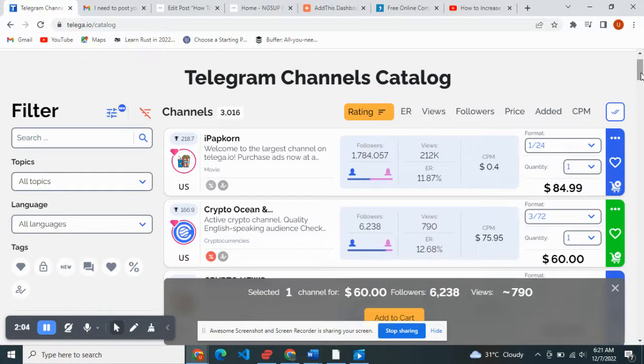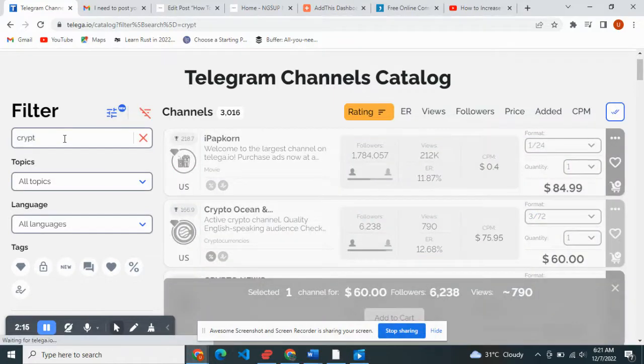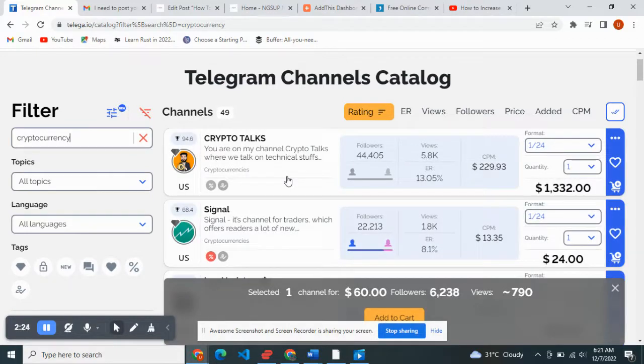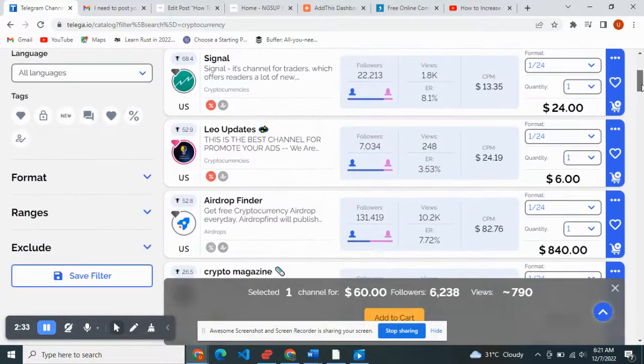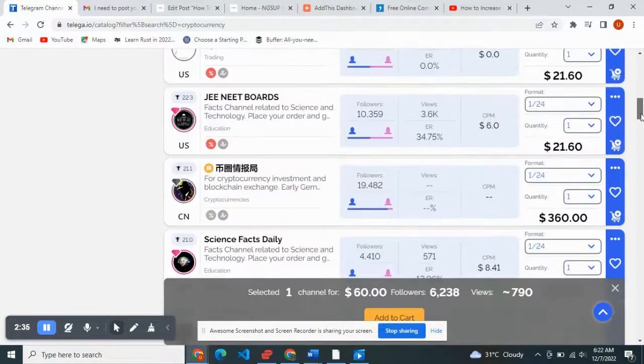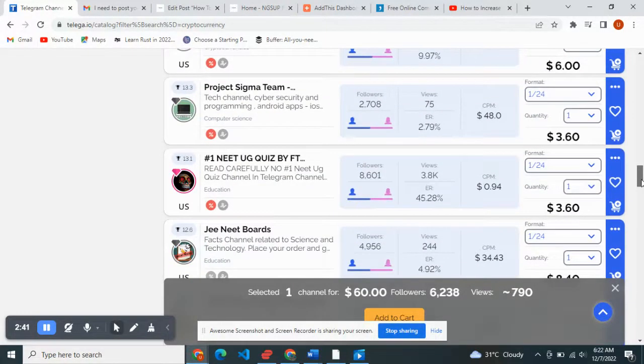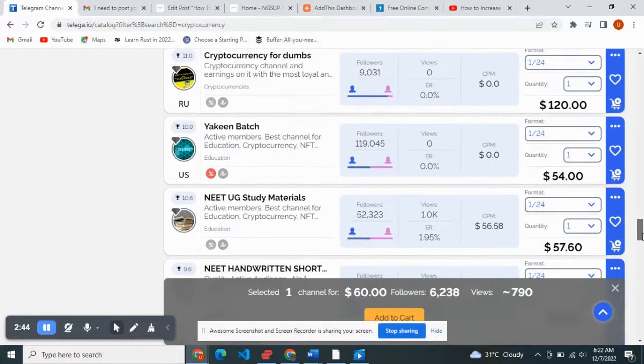You want to run cryptocurrency related ads. What you have to do is to get on here and type cryptocurrency. You're going to be using this as the filter section. Once you do that, all the channels coming out here will be related to cryptocurrency. Look at the first one, Crypto Talks. You can see all of them here. These are all crypto-related channels with different numbers of subscribers and followers. So you can select the one you are very comfortable with and run your ads.